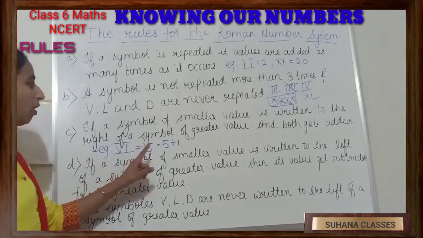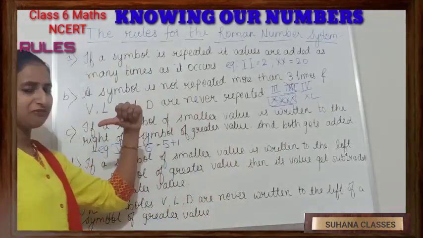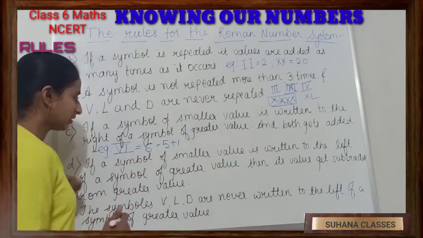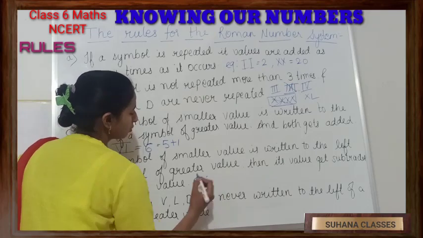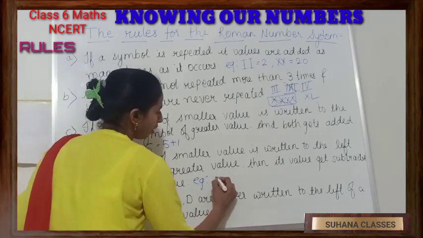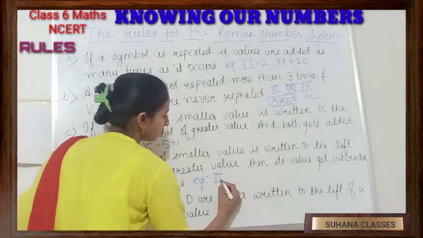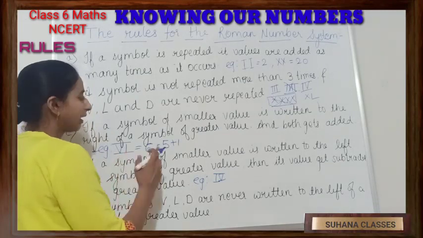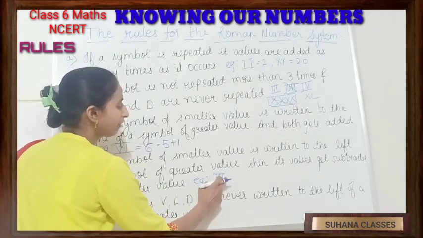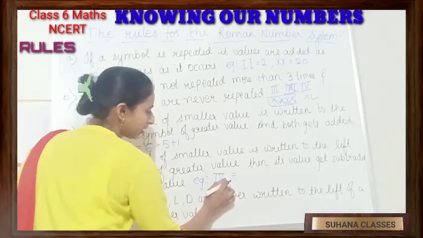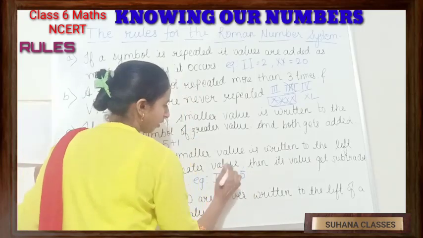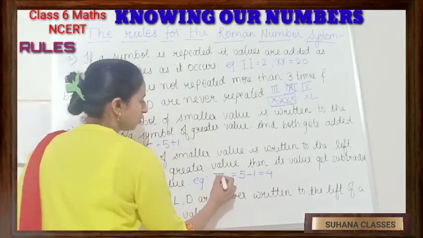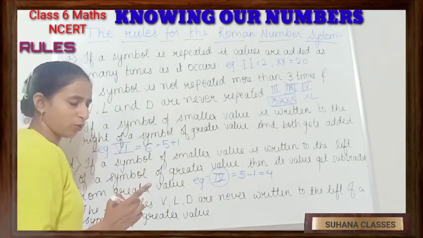If a symbol of smaller value is written to the left side of the greater value, then they get subtracted. Let's see an example for this also. What the rule says, a smaller value, okay, I'll take 1 again, is written to the left side, then both get subtracted. From the greater value I have to subtract the smaller value. What is the greater value here? 5. And what is the smaller value? 1. And if I subtract, from 5 the answer is 4. So this is 4 in Roman numbers.